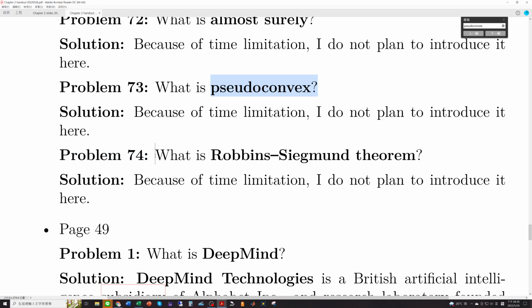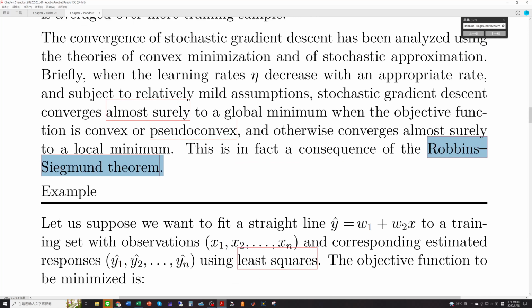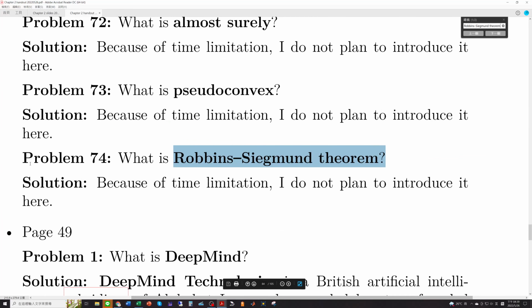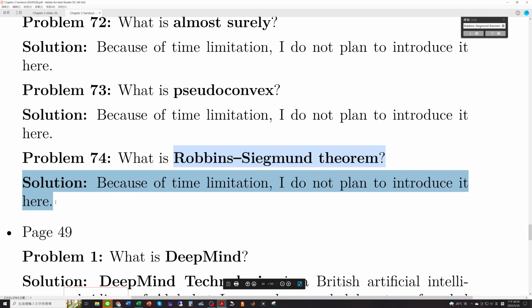So what is Robbins-Siegmund theory? Why do we need to know this? Where does this come from? Let us search for it. We can see that Robbins-Siegmund theory just appears in the next line of the line where pseudo-convex appeared. So let us go back to the problem. Solution. Because of time limitation, I do not plan to introduce it here.